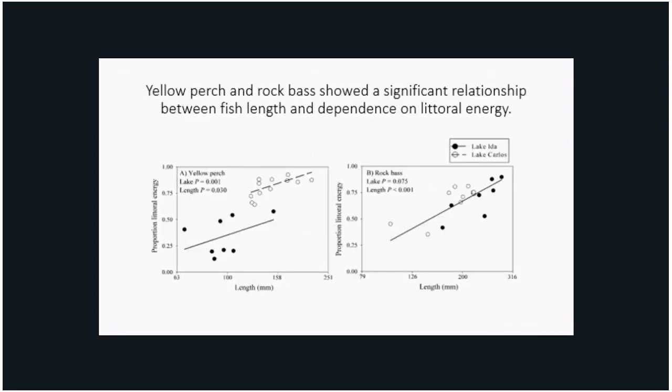We also examined the relationship between fish length and dependence on littoral energy. Two species did show an increase in reliance on littoral energy as they got bigger, the yellow perch and the rock bass. Yellow perch also showed a difference in lakes. The lake was a significant predictor with the same pattern as before, Lake Carlos having a greater reliance on littoral energy than Lake Ida. The rock bass is the one odd one out. It did not show a difference between the lakes, but it did show a relationship between fish length and dependence on littoral energy.